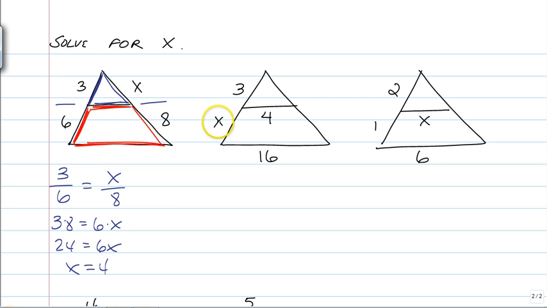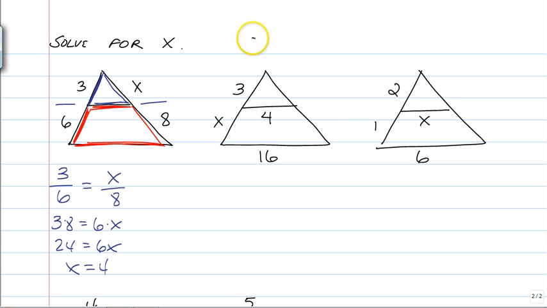Because if you did 3 over x and 4 over 16, I'm telling you right now you're going to be wrong. Because that is the bottom of a triangle, and this is like the bottom of a trapezoid, and stuff like it. That's not going to work, okay? Because 16 is also the bottom of a triangle if you look at the big triangle.